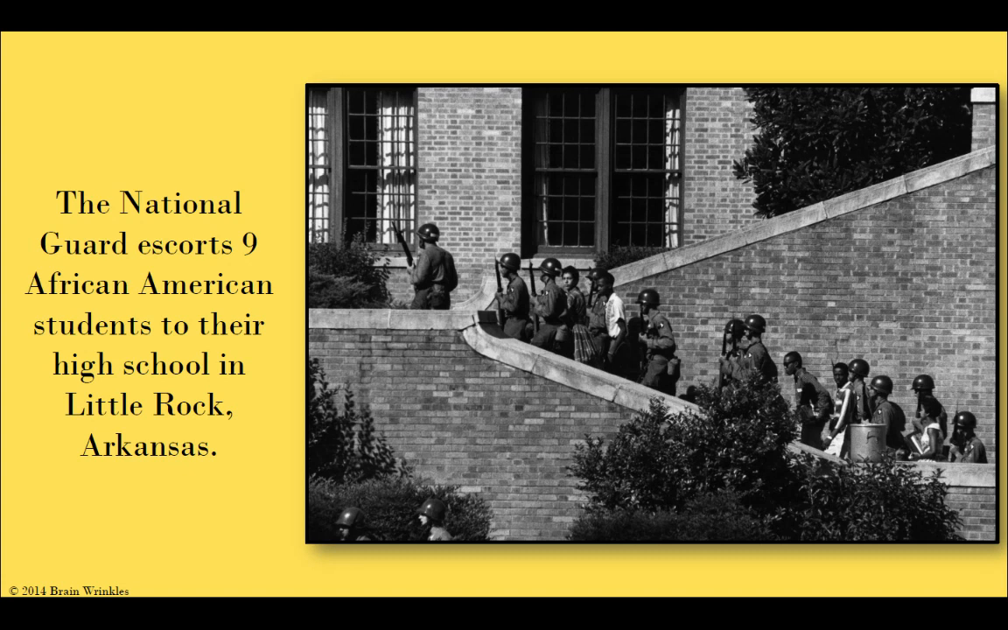All right, so now this is one of the most famous pictures, or events, or days in the civil rights movement and in American history. The National Guard escorts 9 African American students to their high school in Little Rock, Arkansas. After the Supreme Court ruling that you could no longer segregate schools, black students were now able to go to the same school as white students. As you can imagine, especially in the South, that did not go over too well. So in Little Rock, Arkansas, there were 9 black students going to this white school, or what used to be a primarily white school.